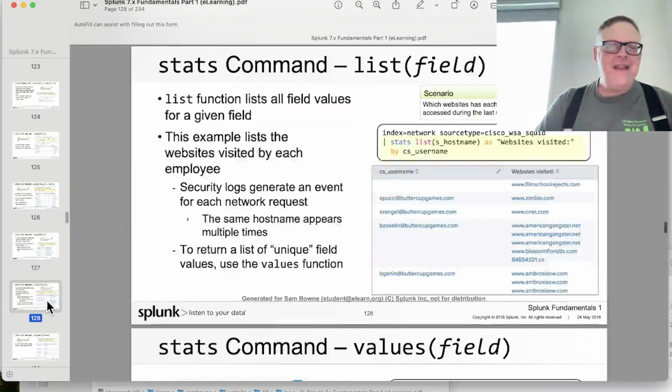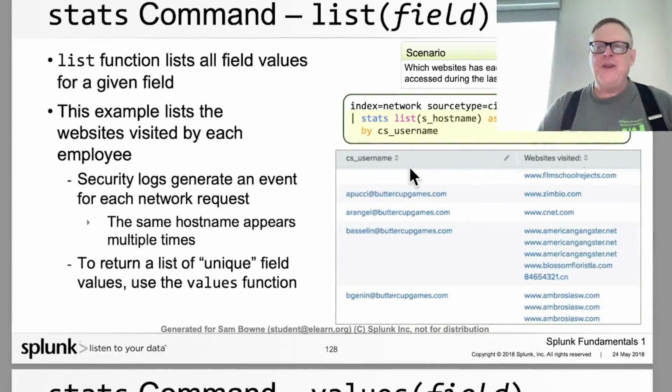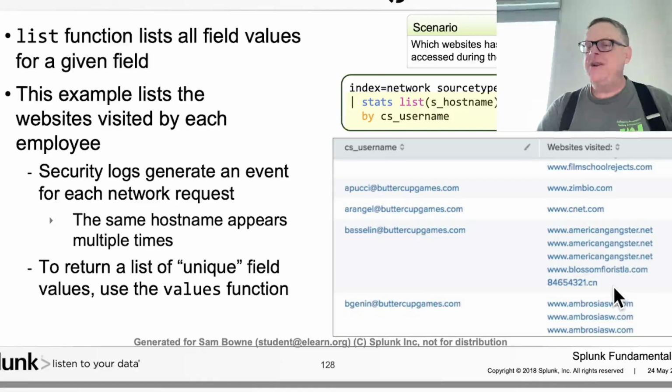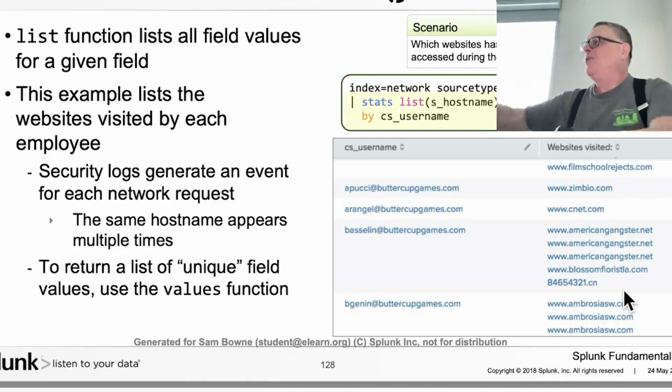All right, and you can list the field values. This will list all the values. So here it doesn't count them; it just lists all the values. So I'm listing hostname, call it websites visited, by username. So for each user, I'm going to list all the websites they went to. Now this is clearly useful for security. Like you could have your DNS records. You could see which people are goofing off, playing games, going to porn sites or something.